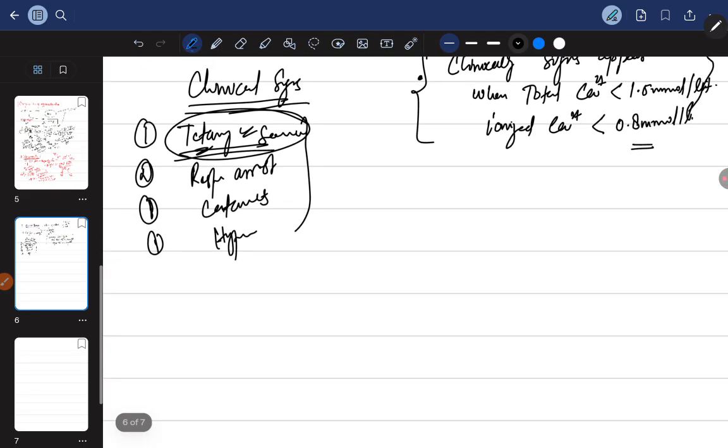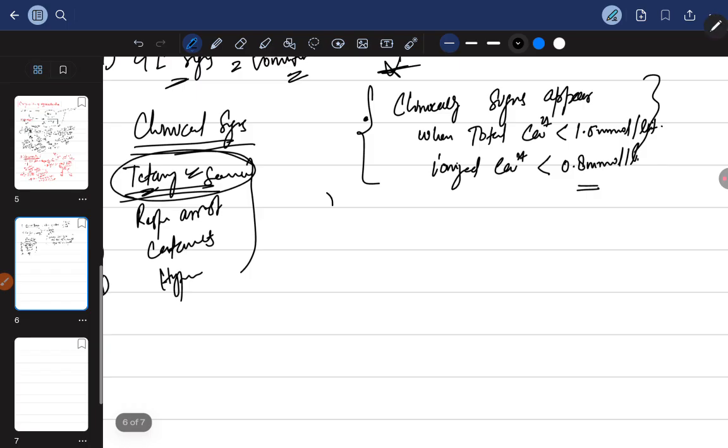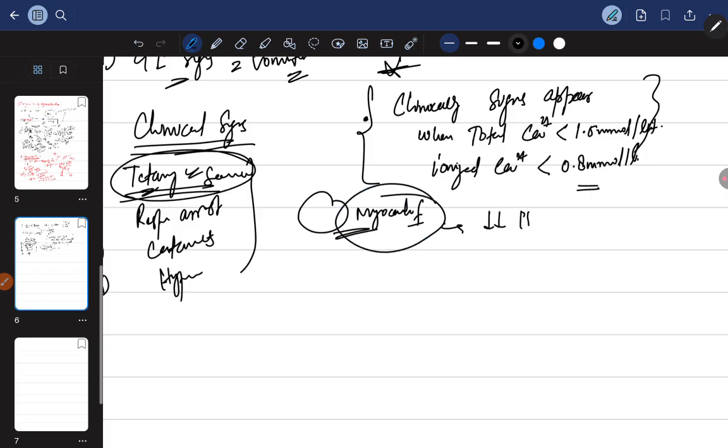So these were the complications of hypoparathyroidism. In a case report, there was myocardial failure also. I have told you how this myocardial failure occurs: when there is hypocalcemia, there will be decreased myocardial contractility, and this will lead to a decreased action potential, causing arrhythmia like torsades de pointes. So these are the complications.